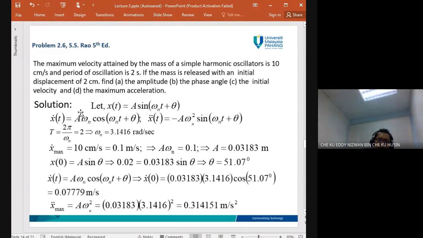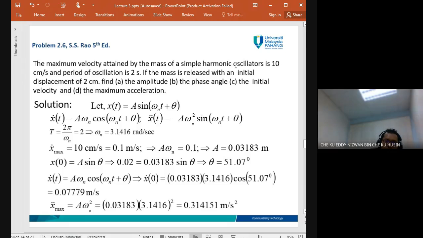Okay, so we know the motion is A sine of omega n t plus theta, or beta. For this case, we use beta as theta here. The amplitude A depends on the initial displacement. But only the initial displacement is given, with no information about the initial velocity and the maximum acceleration, which you have to calculate.